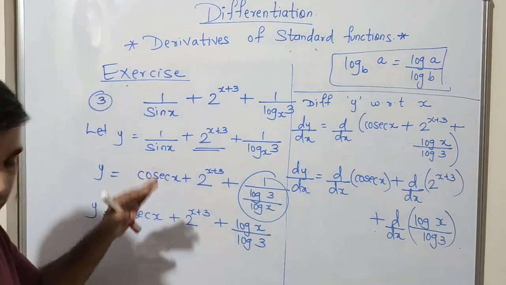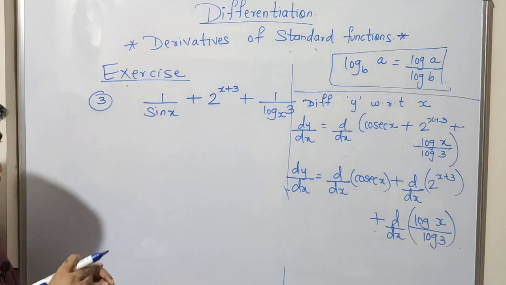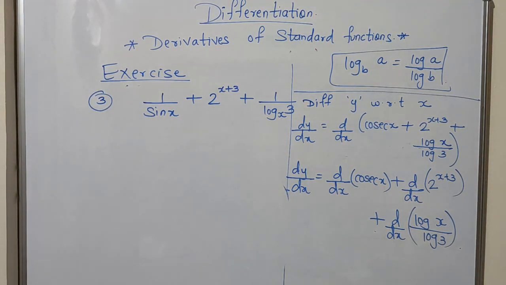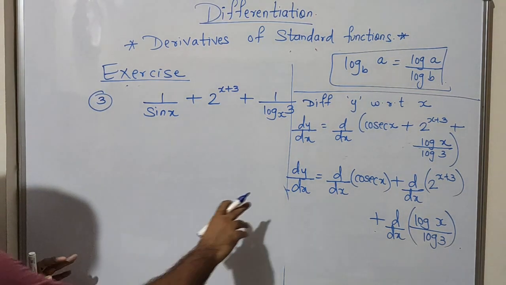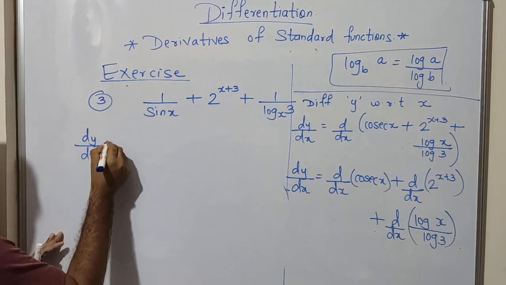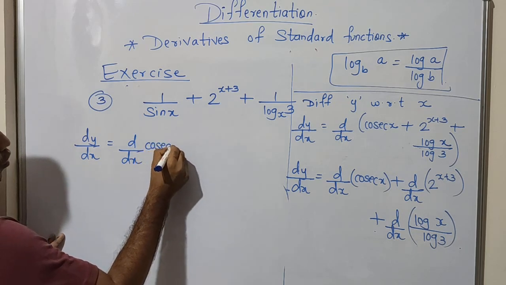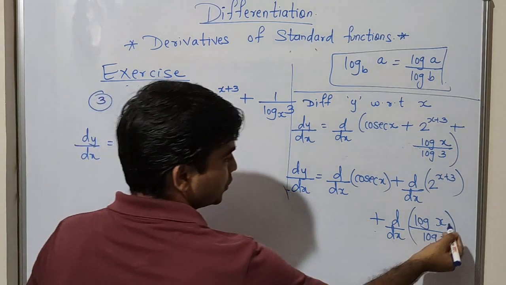Okay, we'll erase this part. So what is dy by dx? What is dy by dx? So dy by dx is the derivative of cosec x. Before we differentiate, let us simplify this portion.